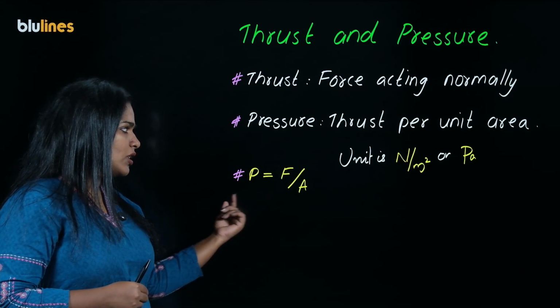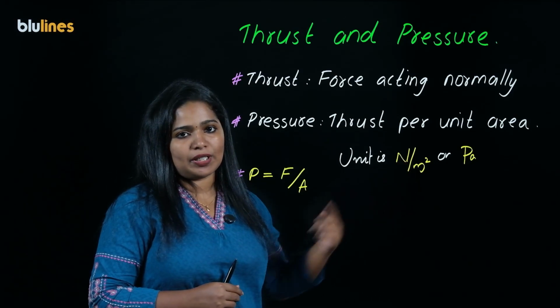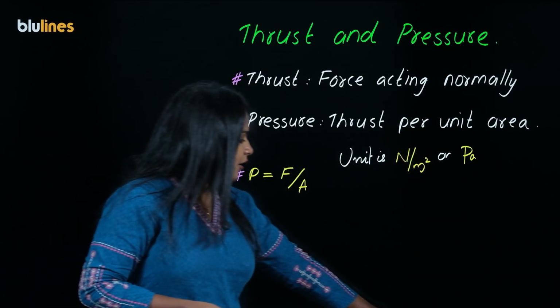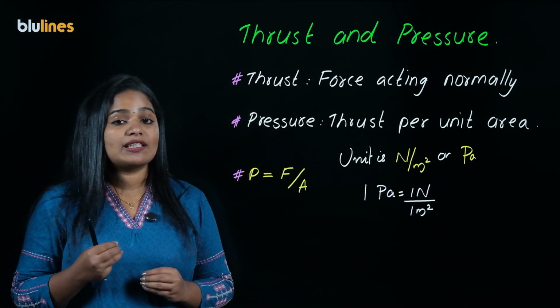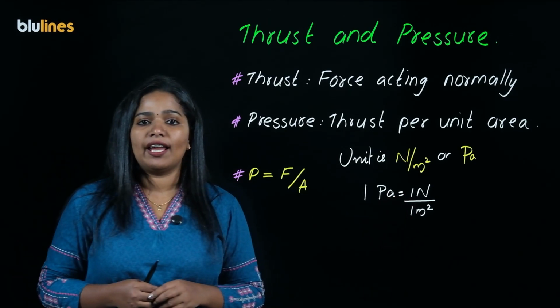From the expression, what is the SI unit? The SI unit is Newton per meter square. We also call it Pascal. So, define 1 Pascal. 1 Pascal is the pressure exerted by 1 Newton force on 1 meter square area.